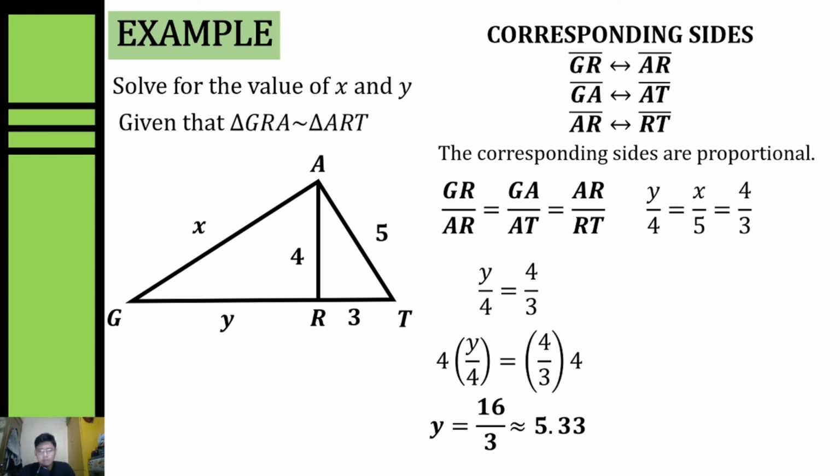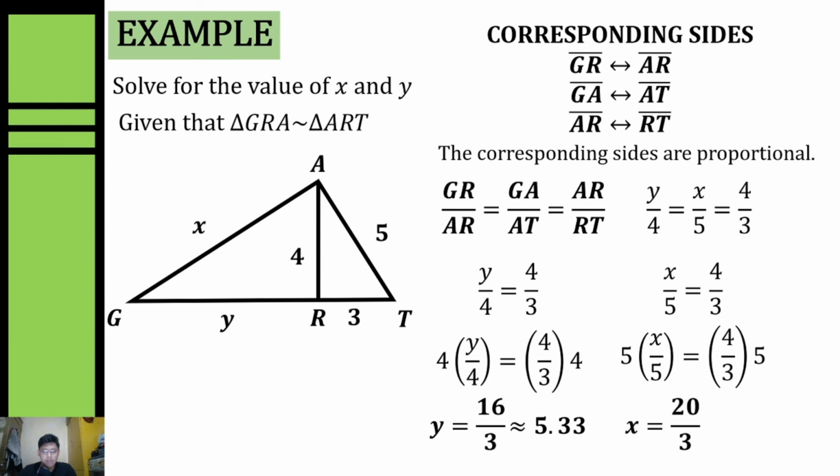Now, let's solve for the value of X. Same procedure. We're going to equate X over 5 to 4 over 3, a complete fraction. So, let's solve by multiplying both sides by 5 and then simplifying it. We will have X is equal to 20 over 3, which is approximately equal to 6.67. Alright, so that will be our value of X and Y.